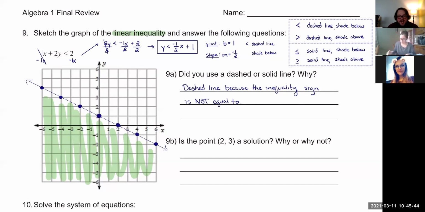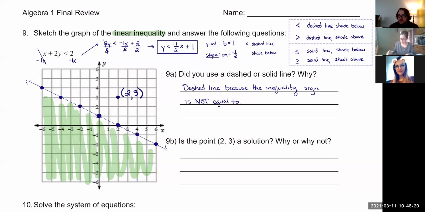And then we move on to 9B, the question that asks, is the point 2, 3 a solution? Why or why not? Now, what I noticed on a past test where we had a similar type question, the biggest mistake is I don't think everybody found where that point actually was located. So it may help to actually graph it before you answer the question. So the ordered pair 2, 3 from the origin is 2 units to the right, 3 units up. So this is where that ordered pair 2, 3 is.